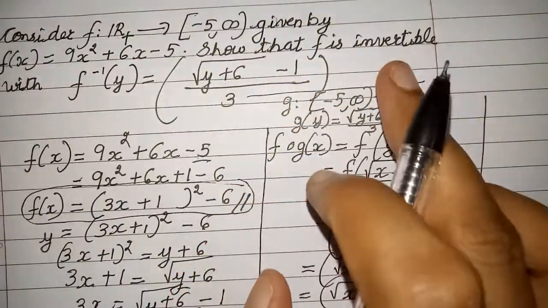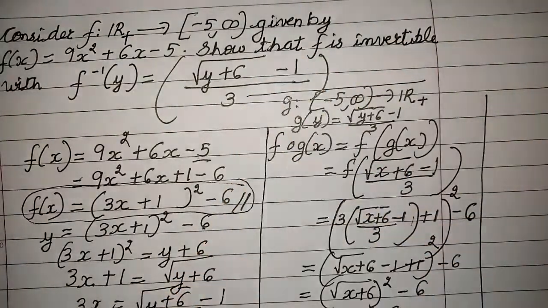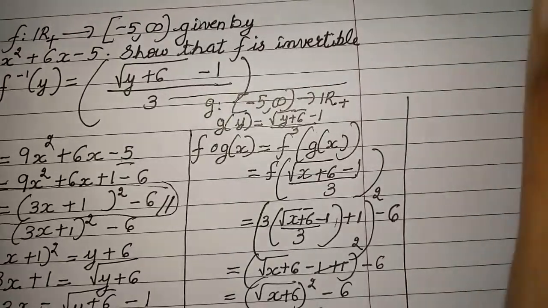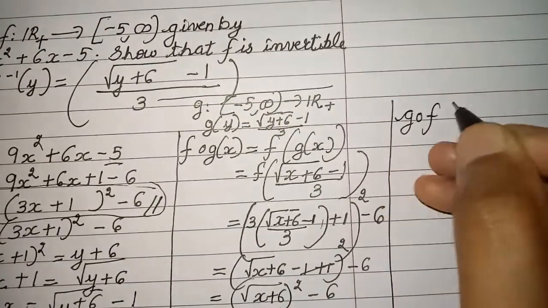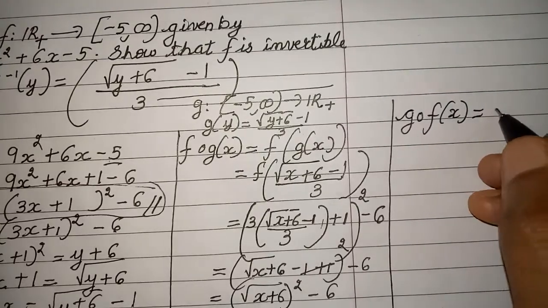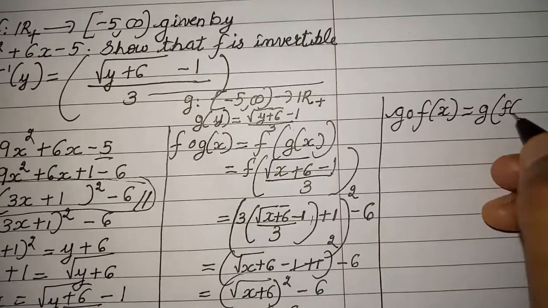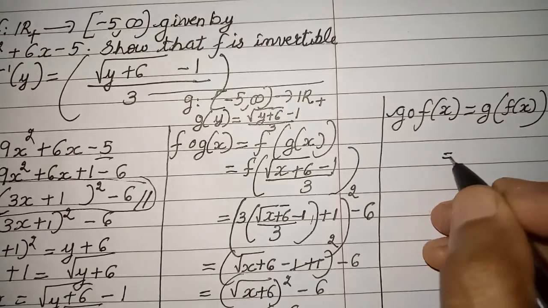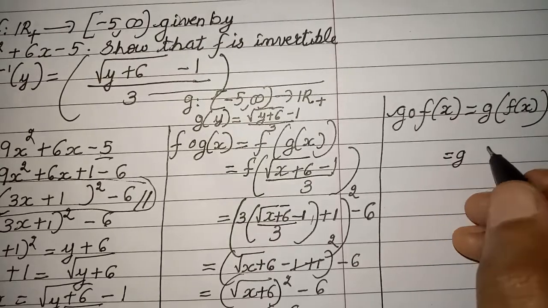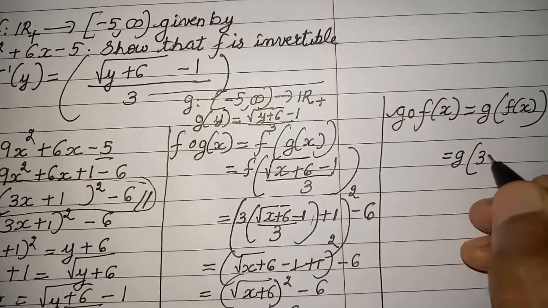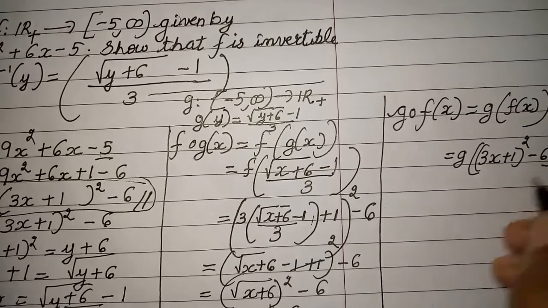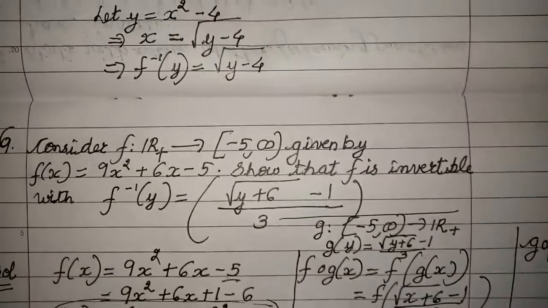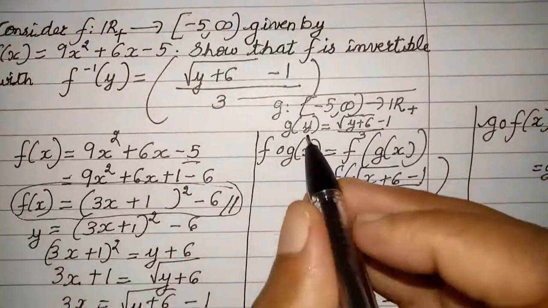I am just trying to prove that it is invertible with the help of this already given. Similarly, I have to prove the other way around. I have to prove now g composite f of x is again x. So I am starting with g of f of x, right? So g of f of x means what, children? As we have just seen, f of x is 3x plus 1 the whole square minus 6.